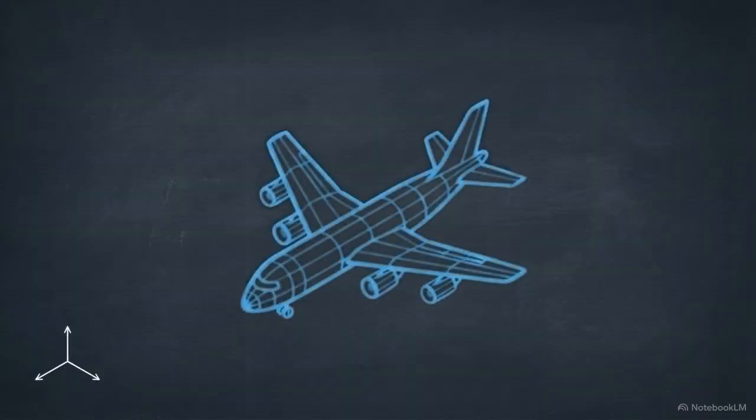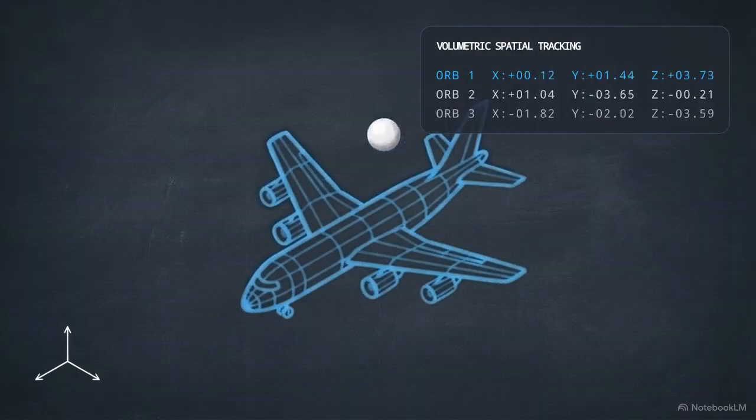This grid tracks the XYZ coordinates of the orbs circling the aircraft. The orbs move dynamically through the Z-axis, crossing in front and behind the plane's mass. The depth data remains consistent throughout the maneuver, showing no signs of clipping or depth mapping errors.